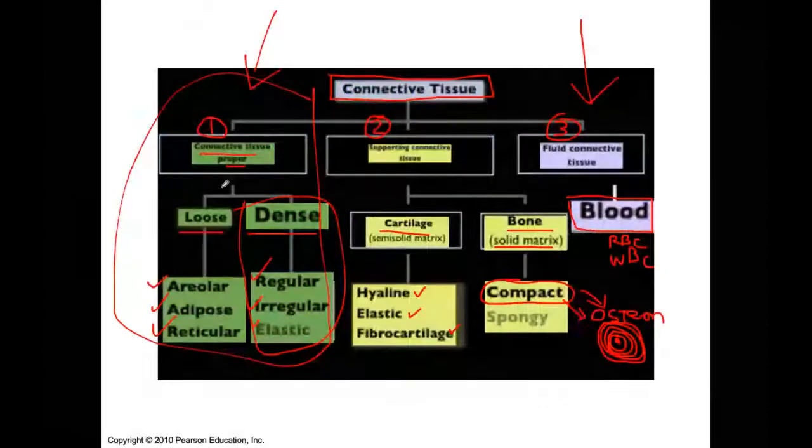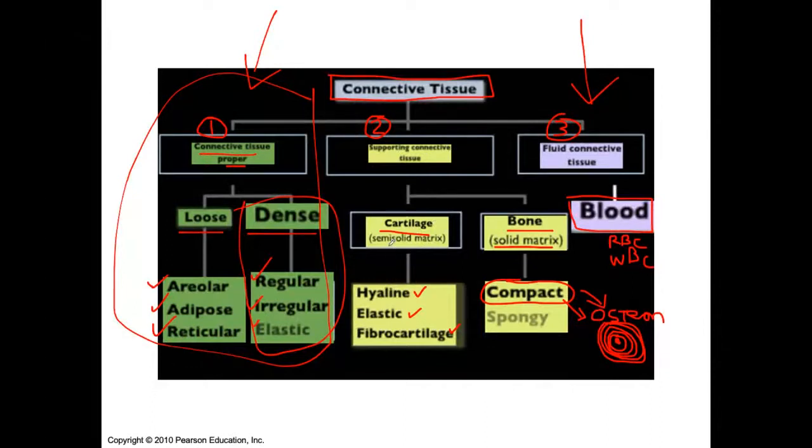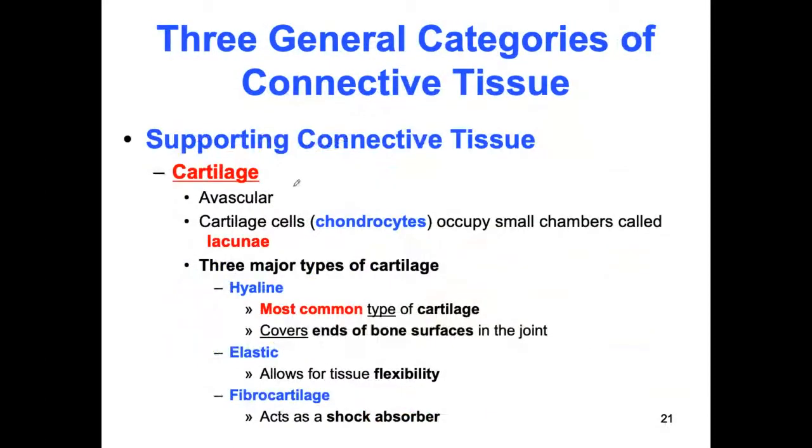Okay, now we're getting into supporting connective tissue, the yellow category. So we're going to talk about cartilage and bone. When we talk about cartilage, we'll hit hyaline cartilage, elastic, and fibro. When we get into bone, you're going to hear me talk about compact bone, okay? So cartilage is avascular. It means it has no blood supply. And the three types are hyaline, elastic, and fibrocartilage.